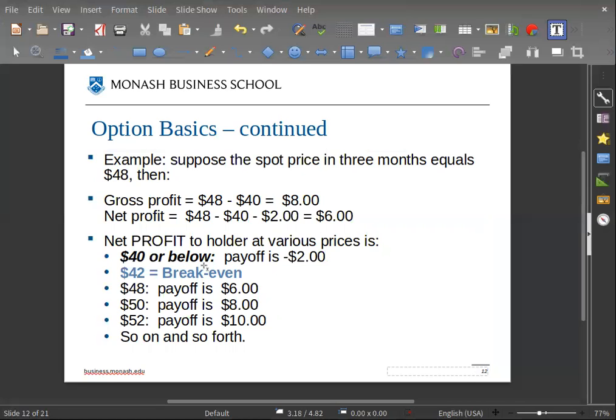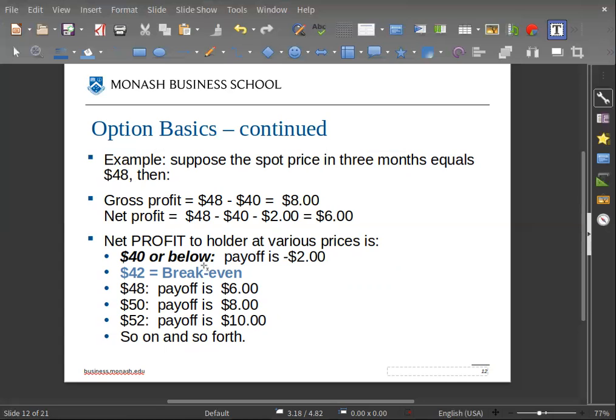Now we can do the same thing. We can keep repeating this for many different price levels, and we can arrive at an answer of how much our expected payoff will be. So for $40 or below, we will not exercise our option. Our loss will be limited to the premium, which is $2. At 44, we break even. Our break even would be at 42. At 48, our payoff is $6. At 52, it's $10, so on and so forth.